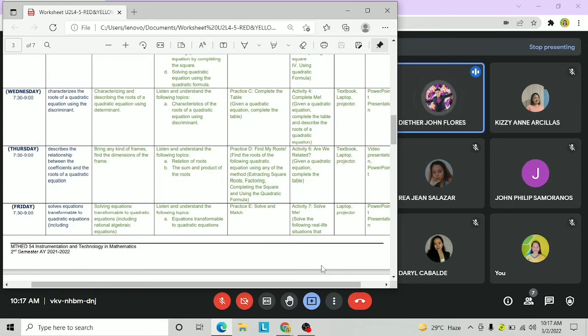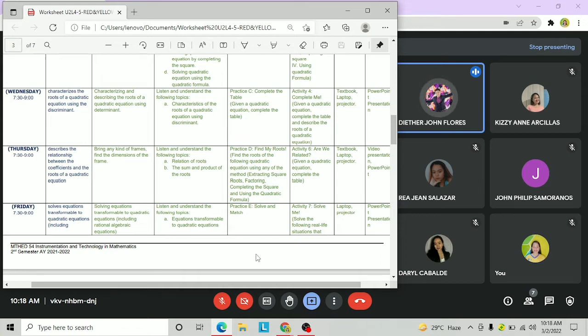For Wednesday, same time, 7:30 to 9, the learning competency is to characterize the roots of the quadratic equation using the discriminant. Then contextualization: characterizing and describing the roots of a quadratic equation using discriminant. Then for discussion, listen and understand the following topic: characteristics of the roots of a quadratic equation using discriminant.